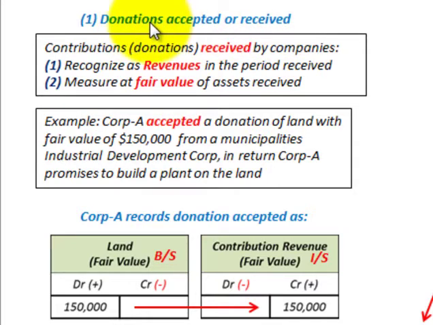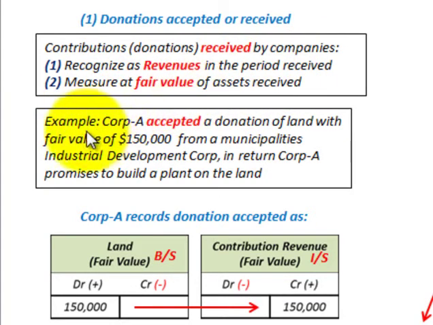This is when a company accepts or receives some donation. So this is for contributions or donations received by companies. Number one, you recognize it as revenues in the period that it was received. And then number two, you would measure it at the fair value of the assets received.